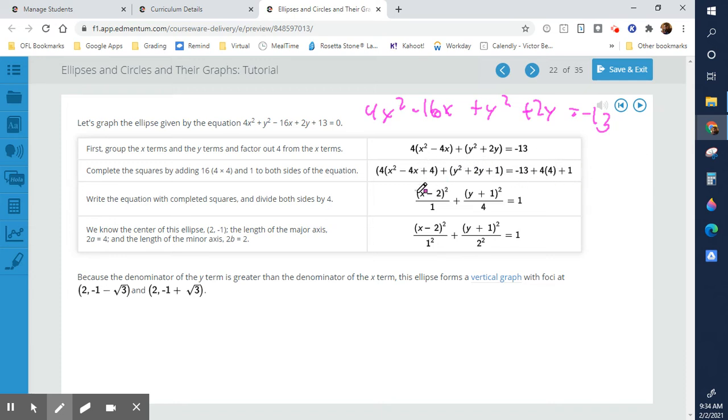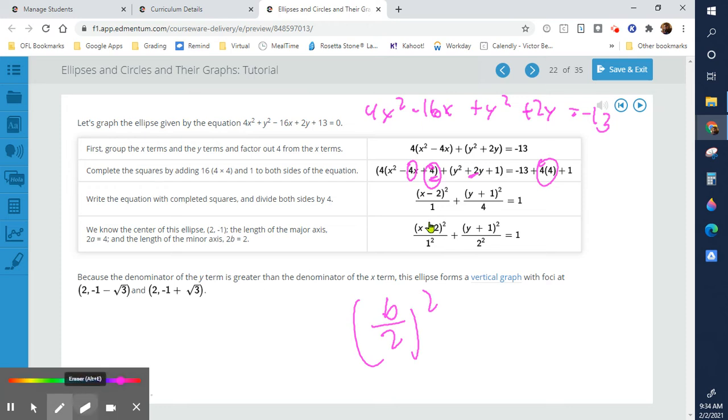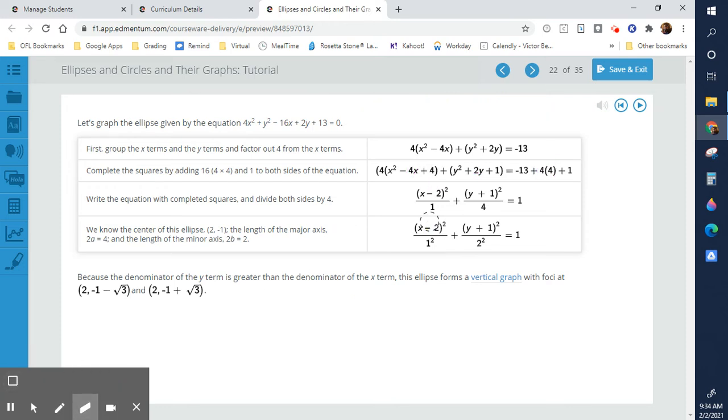Because you can't create these numbers out of nowhere. You're taking the b term, the number in front of the x or in front of the y. In that case, these numbers. You're cutting it in half and squaring it and adding it here. And that's what's happening here. All right, so we get that done. We get these coordinates.